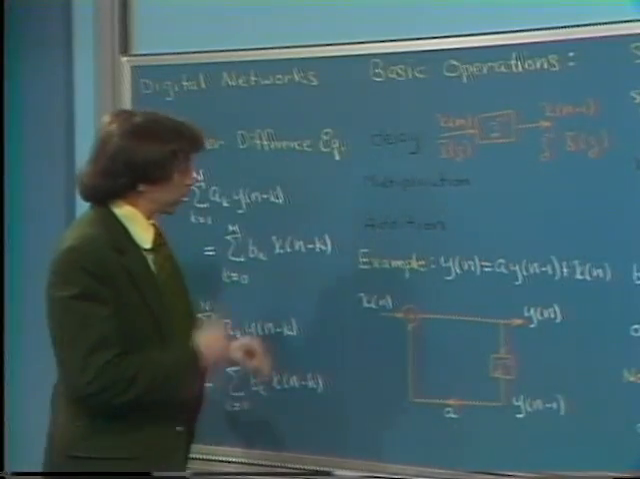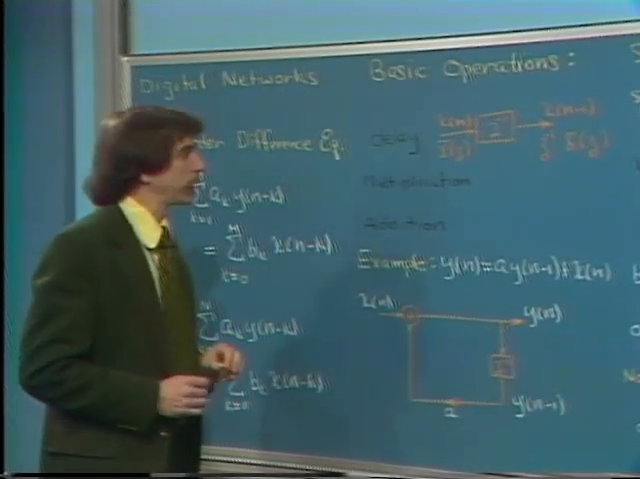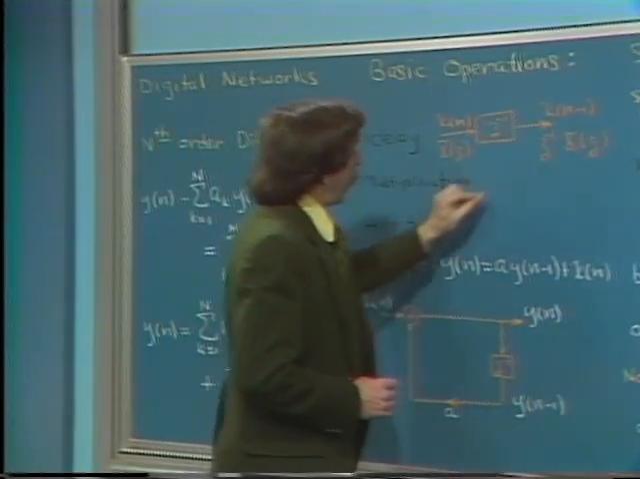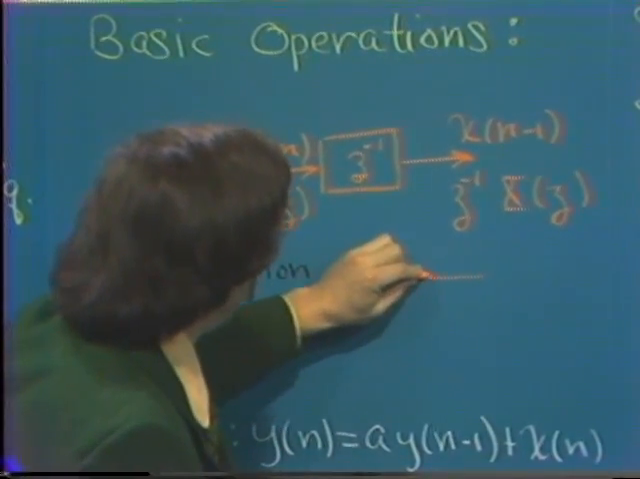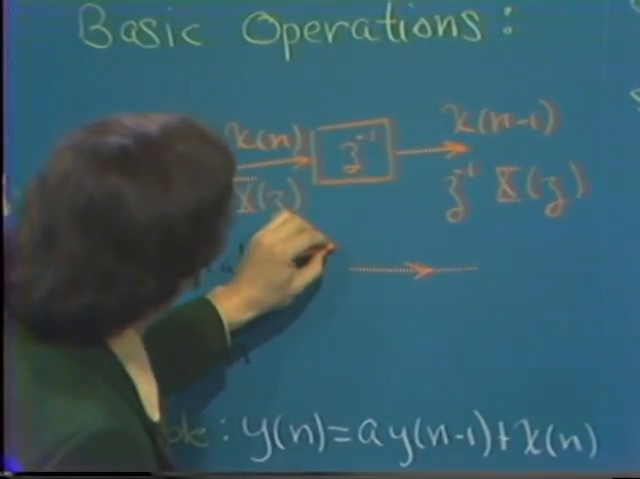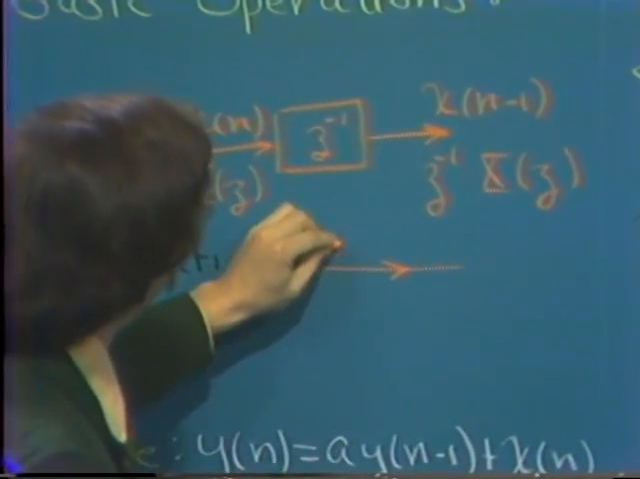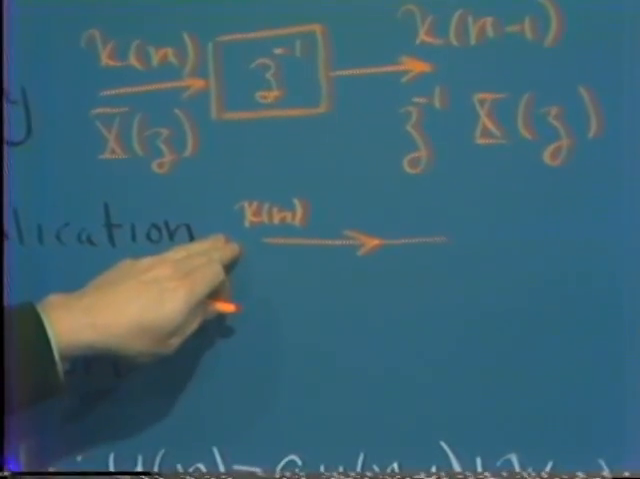So that's one element. The second element that we need is the element for multiplication. And typically, that's denoted simply by a line with an arrow on it. The input to this branch is x of n. The output of the branch is, or it could be, of course, y of n.